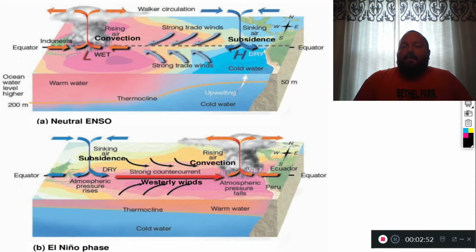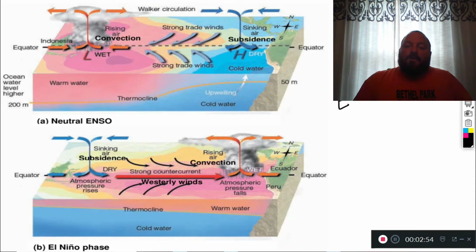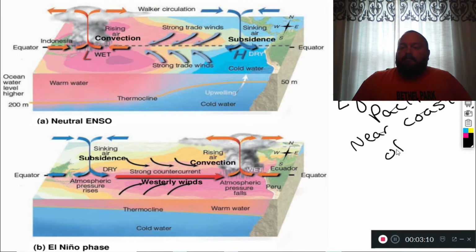And if you remember, these both occur in the equatorial Pacific. And if you remember correctly, not only the equatorial Pacific, but near the coast of Peru. Because again, the Peruvian fishermen were the ones that first discovered that El Nino was occurring. It's still a phenomenon. We don't understand why it's happening. We just know how it's happening.